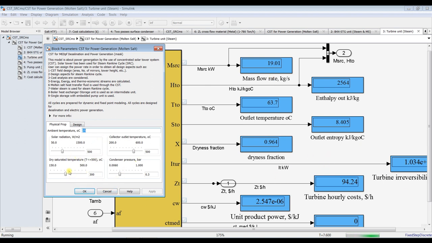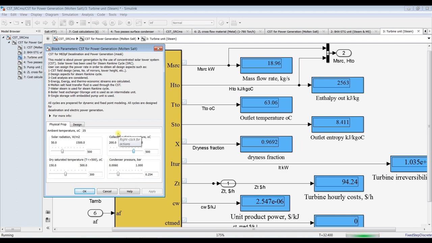Suppose I reduce the condenser pressure. I am reducing; let's keep watching the dryness fraction if we reduce the condenser pressure. Reducing again, and it will reduce the total mass flow rate.